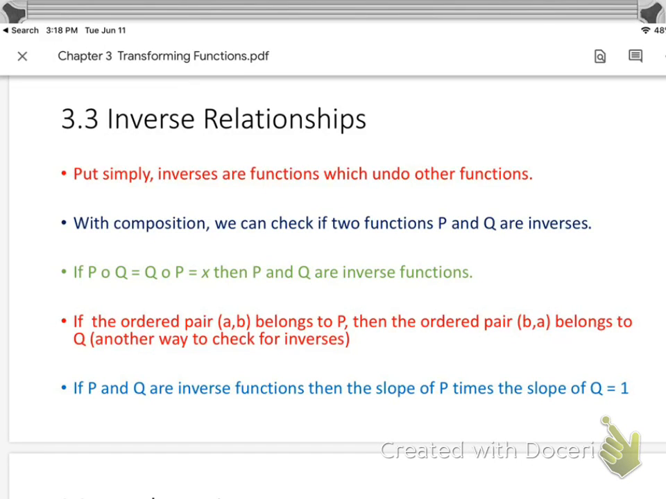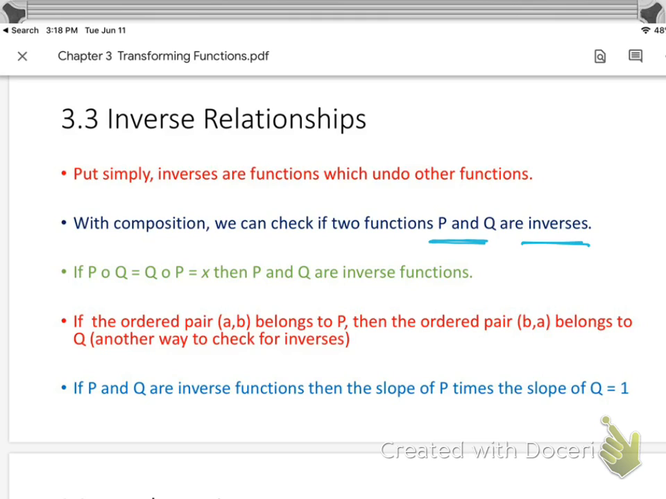Okay, in section 3 of chapter 3, they talk about inverse relationships. Inverse relationships, simply put, are functions which undo other functions. So with composition, your f of g and g of f, we can check if two functions P and Q are inverses. If P and Q are inverses, something special happens.